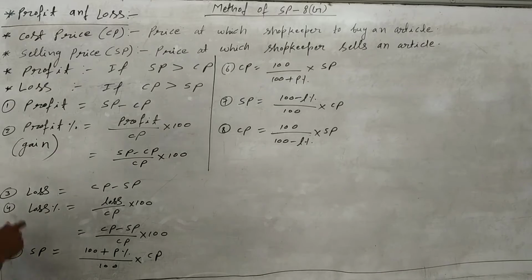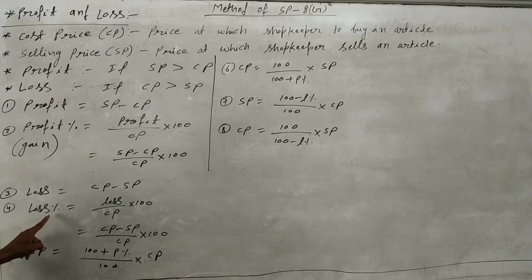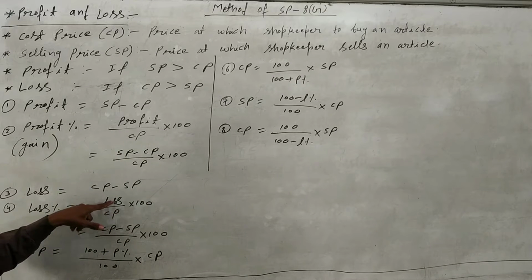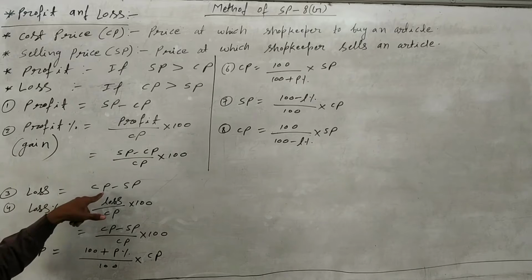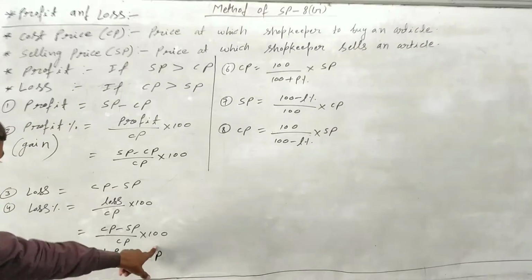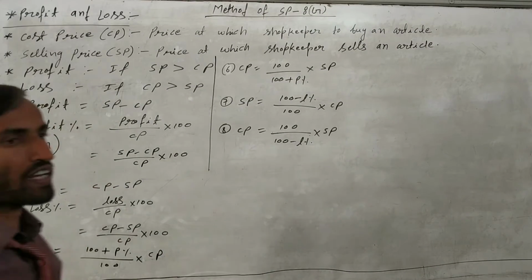Now in loss, loss is CP minus SP, and loss percentage is loss upon CP into 100. Or in place of loss you can put CP minus SP, so CP minus SP upon CP into 100. This is the loss percentage. So these are the formulas for finding profit and loss percentages.